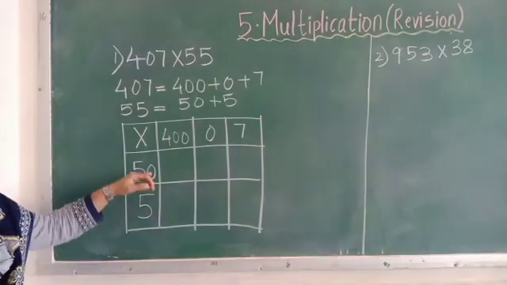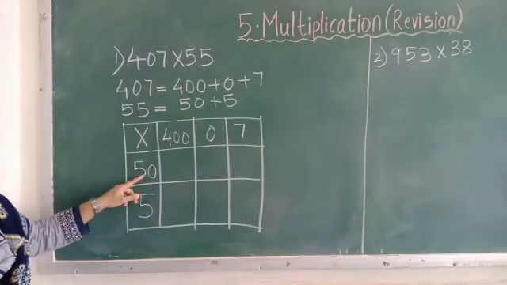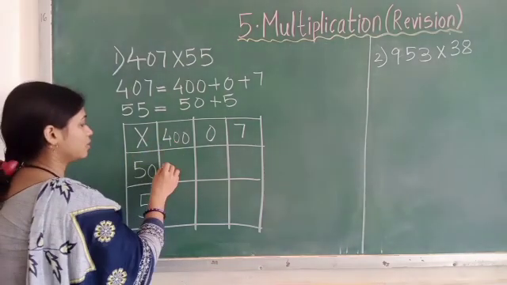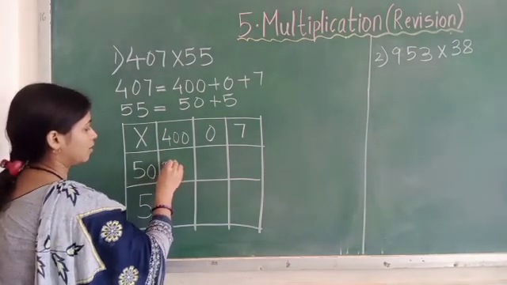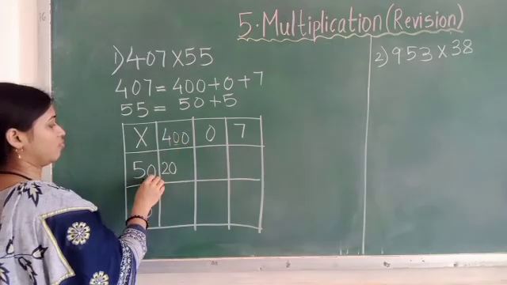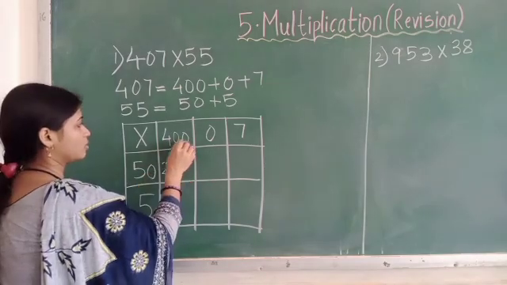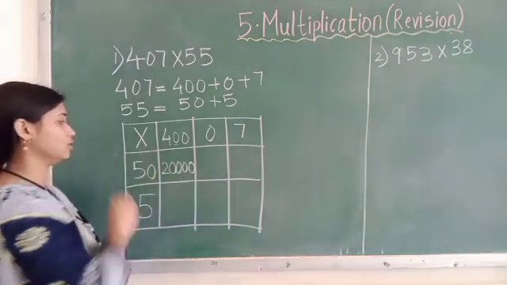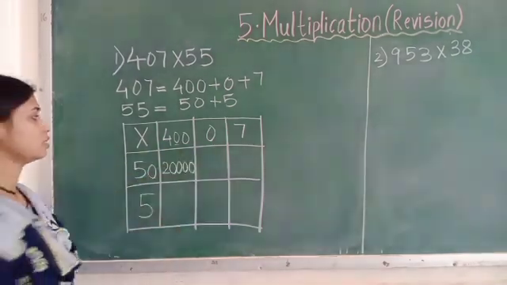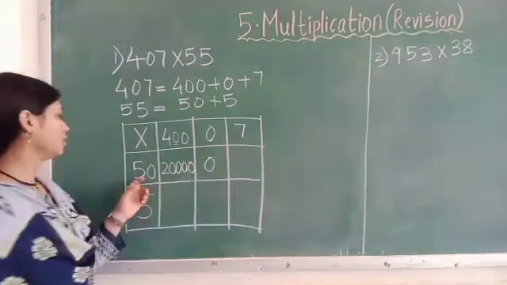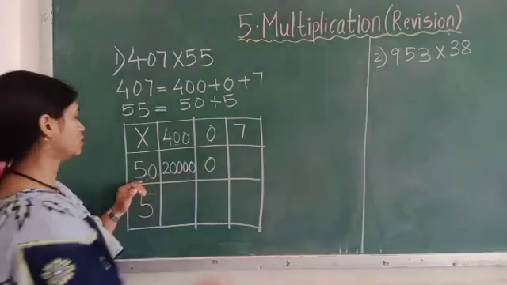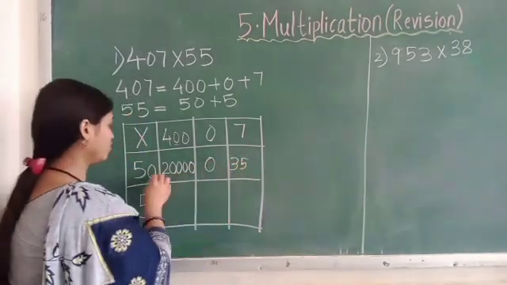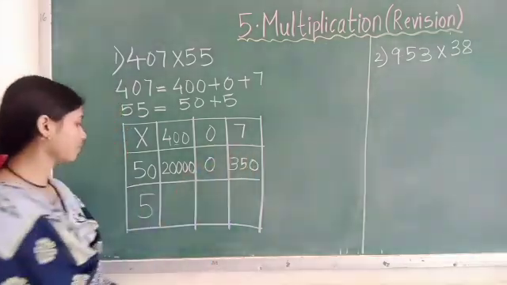The next box. What is the next step? First we will multiply 50 by 400. 5 fours is 20, and 2 zeros of 400 and 1 zero of 50. So how many zeros? 1, 2, 3 zeros. 50 multiplied by 0 is how much? 0. 50 multiplied by 7 is how much? 7 fives is 35, and 1 zero of 50.